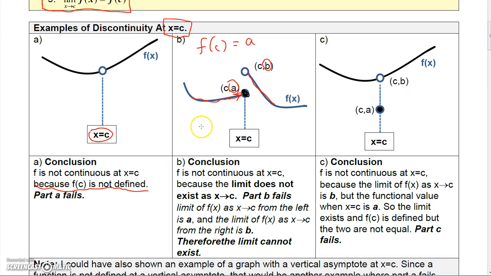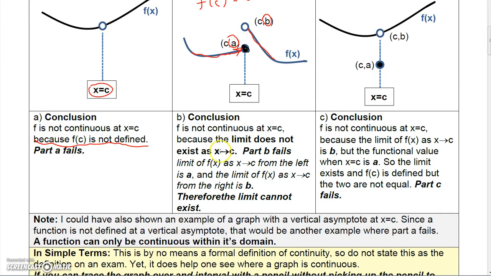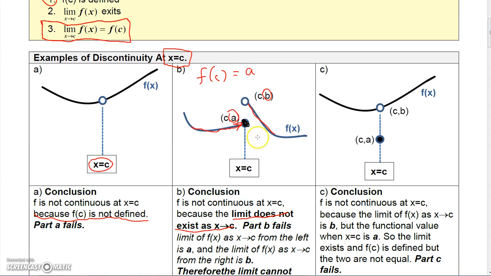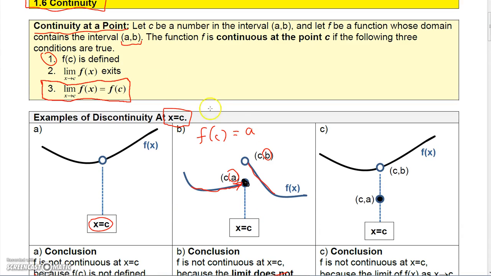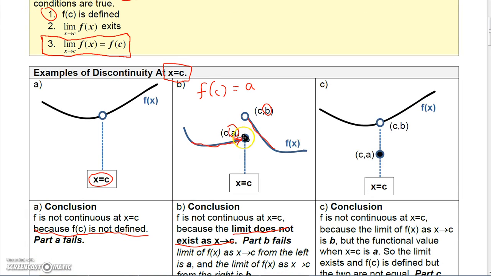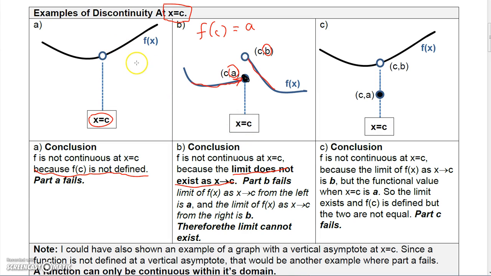Now, if the left-hand limit and the right-hand limit are two different numbers, then what that tells me is that the limit does not exist as x approaches c. And since the limit does not exist, part two up here fails. So therefore, this function is not continuous at x equals c.